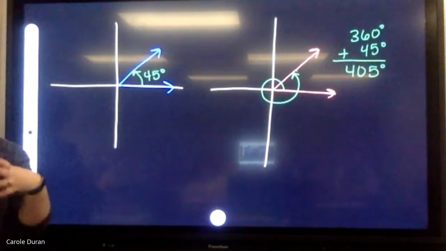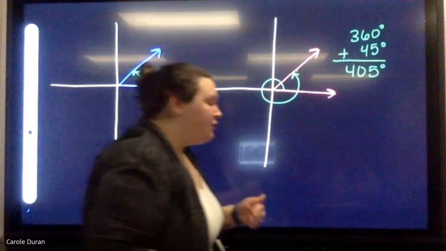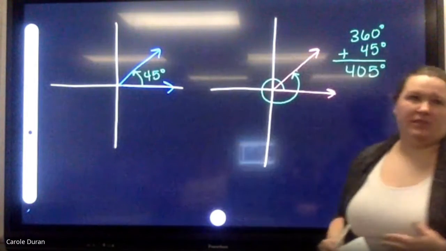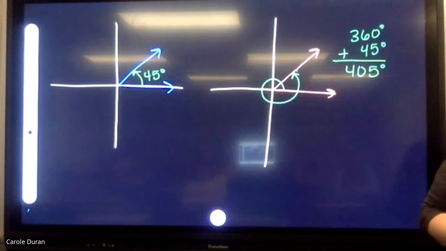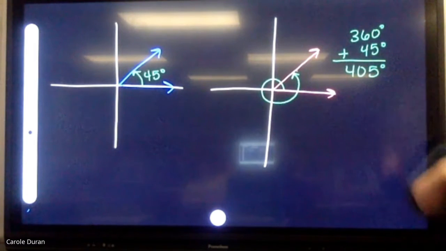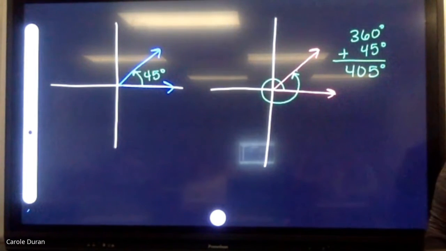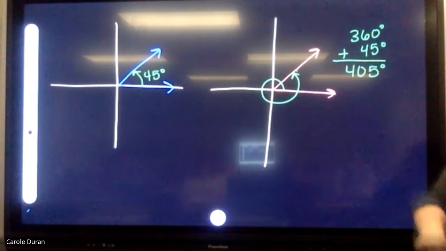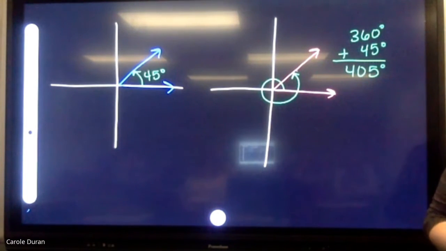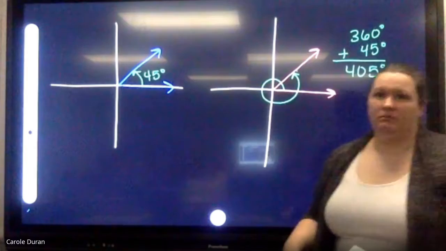So to find coterminal angles, we can add 360 as many times as we want to. So I could have it go around another time, and I'd add another 360 to that. I can also subtract 360 from it to find other coterminal angles as well.